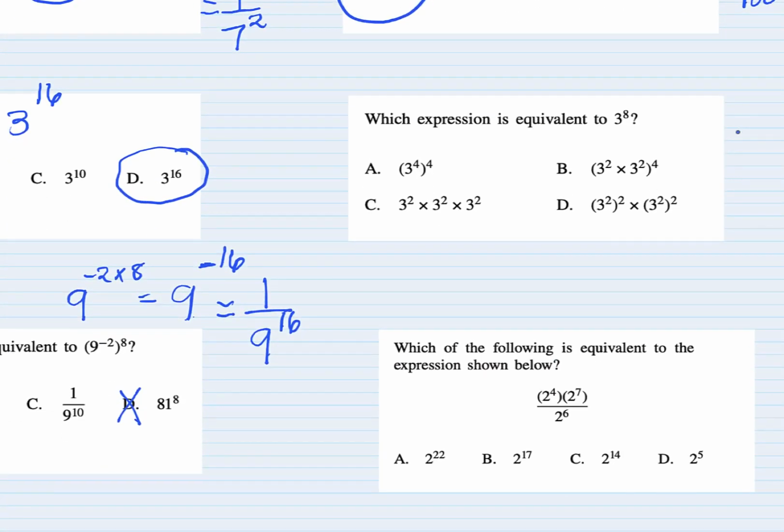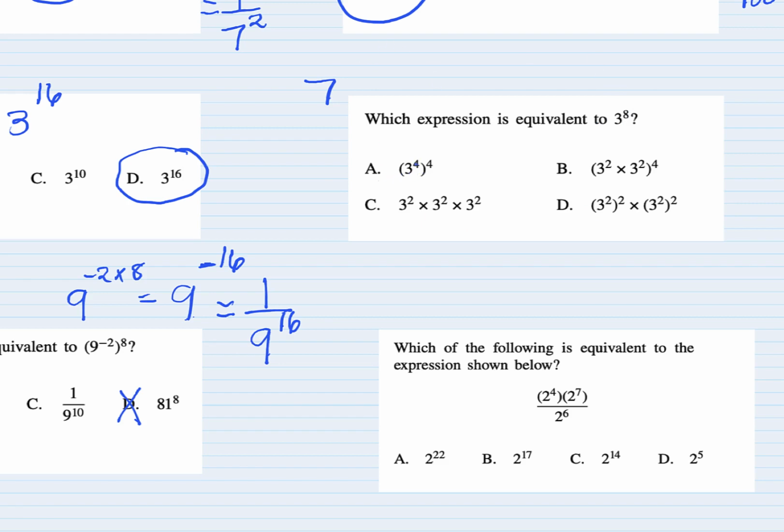Now, let's get into question 7, where sometimes they want you to do some critical thinking. It says, which expression is equivalent to 3 to the 8th? And then when you look at your answer choices, you have to do some work. A is the power rule.